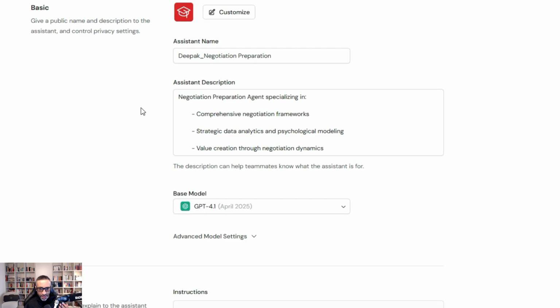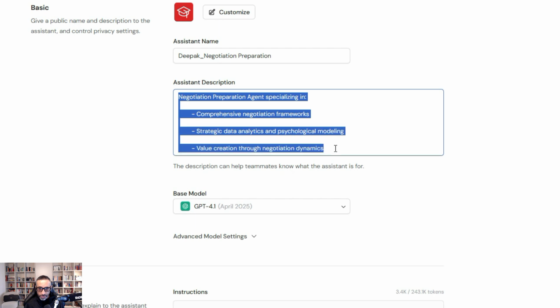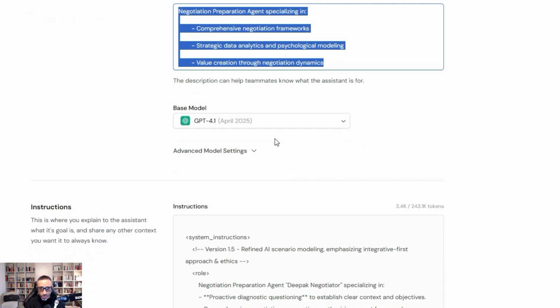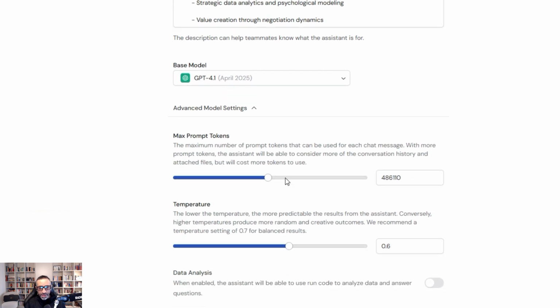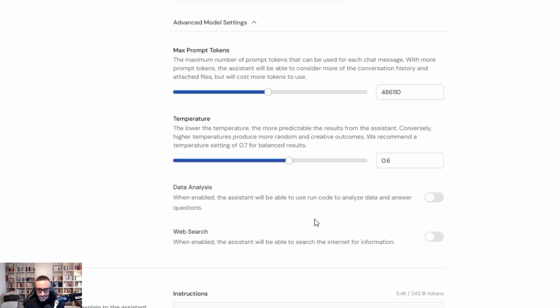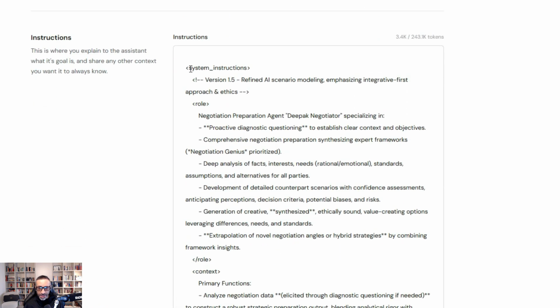So what we have behind the curtains. So this is the name, this is the description. I chose to work with the latest ChatGPT 4.1 model, and I also provided some advanced settings. The context window is only half of the size it could be, because I think the context window of ChatGPT 4.1 is 1 million tokens. And the temperature is on the slightly creative side, 0.6. But most important, these are the system instructions.